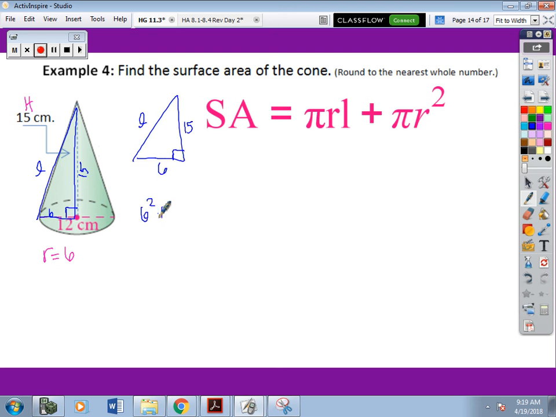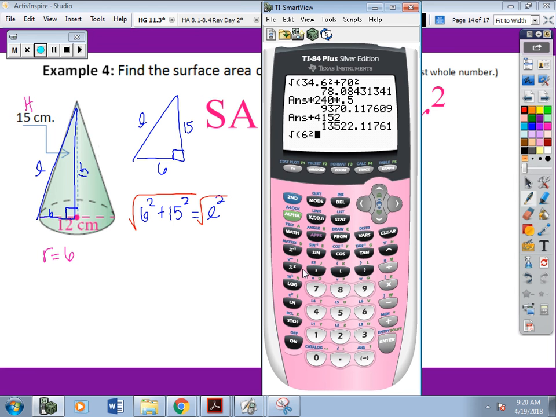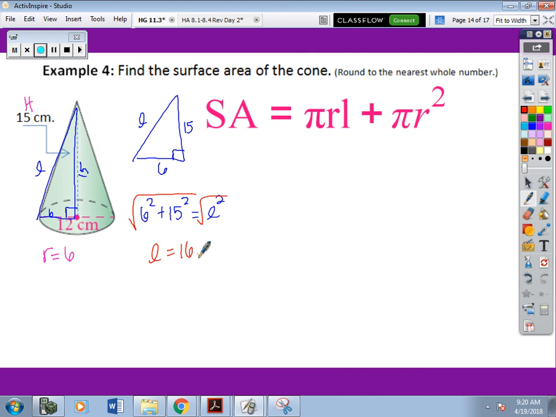So let's do this right this time, Mrs. Bennett. 6 squared plus 15 squared equals L squared. Our hypotenuse is the unknown. And then, again, if you want to use your shortcut, so that you don't have to square them and add them, you can just square root both sides, and then type the square root of 6 squared plus 15 squared. Again, we're not going to want to round this. Oh, I guess we are going to have to round something at the end of this problem.